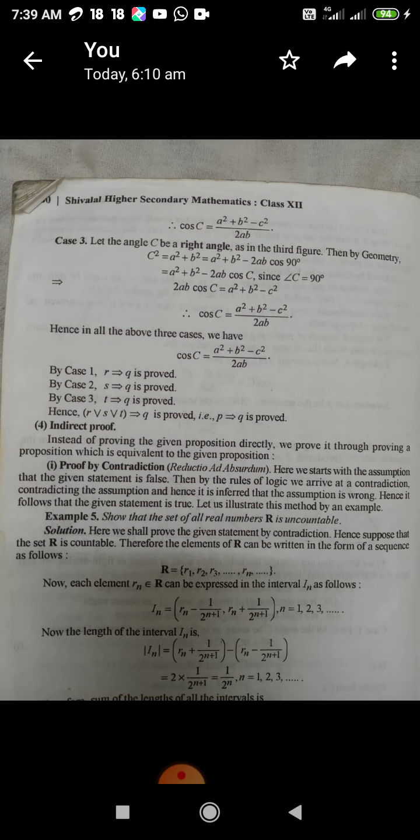Hence in all the above three cases we have cos C is equal to a square plus b square minus c square upon 2ab. By case first, R implies Q is proved. By case second, S implies Q is proved. By case third, T implies Q is proved. Hence R or S or T implies Q is proved, and P implies Q is proved.